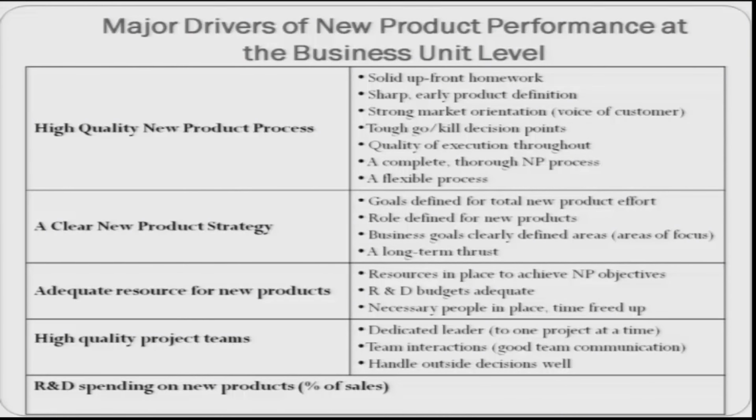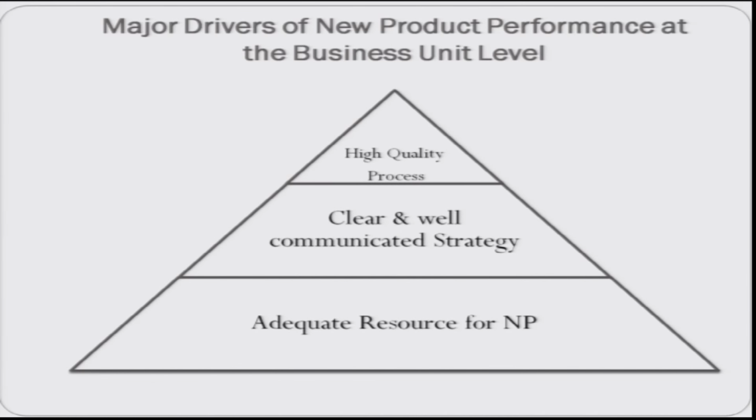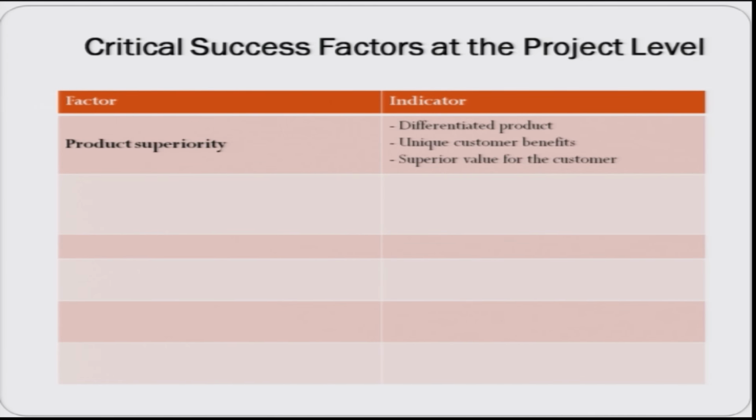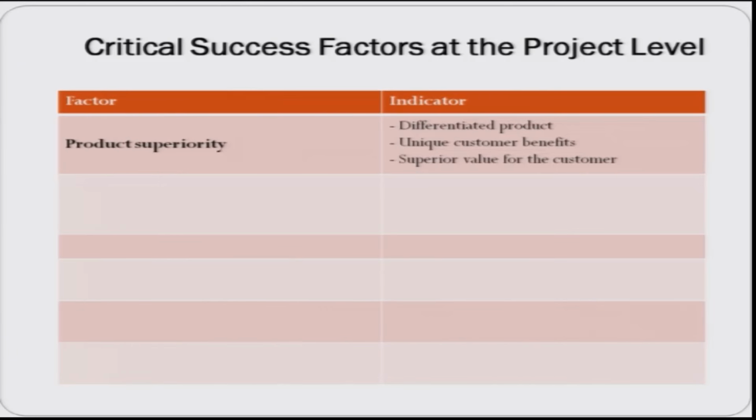Now today what we are going to discuss is the project level factors that predict the success, or critically contribute to the success of the products. So the first thing that comes into this discussion is product superiority, the product differential. The very first thing is how differentiated a product is. A new product, by definition, should be different.